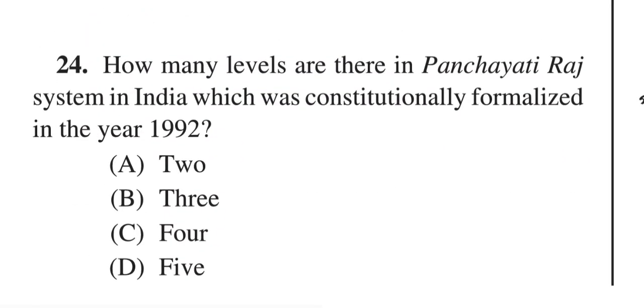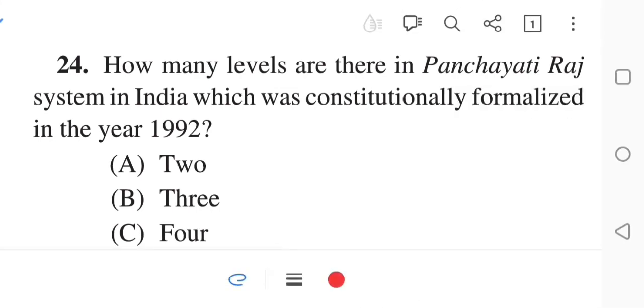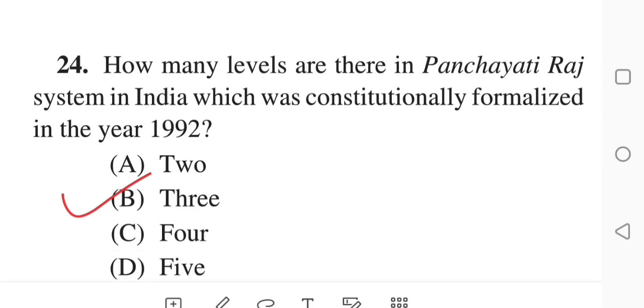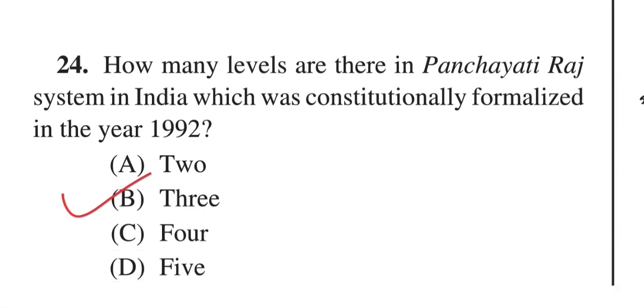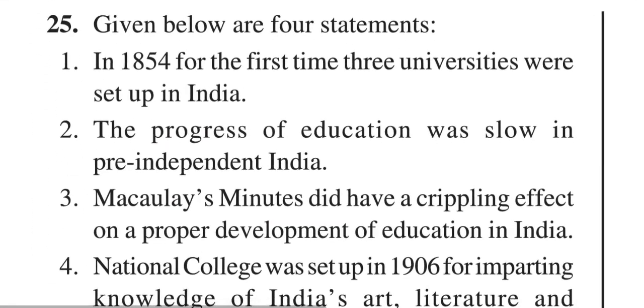Let's move on to next question. It says, how many levels are there in Panchayati Raj? How many levels are there in Panchayati Raj system in India, which was constitutionally formalized in the year 1992? 2, 3, 4, 5. What will be the correct option? That is B, 3. Okay, there are 3 levels in Panchayati Raj system in India, which was constitutionally formalized in the year 1992.